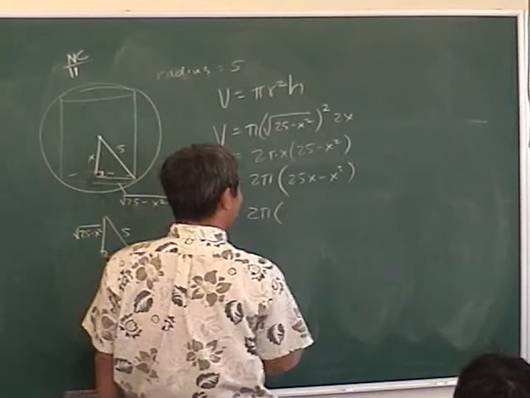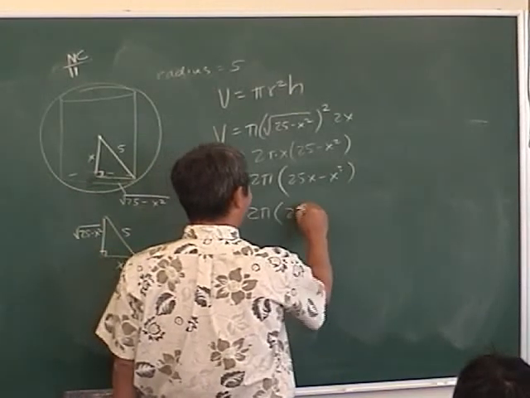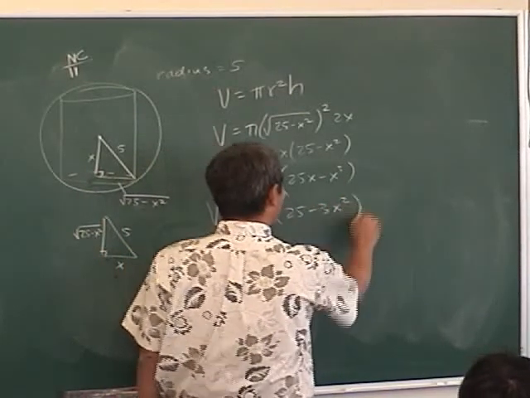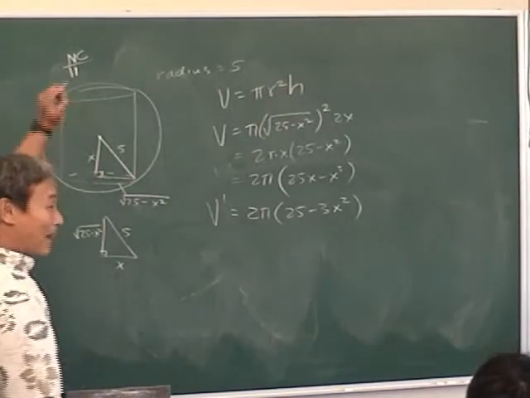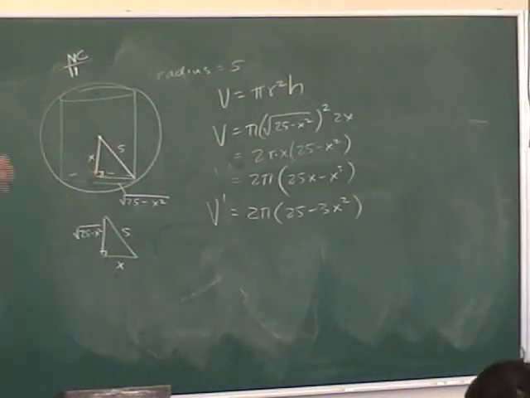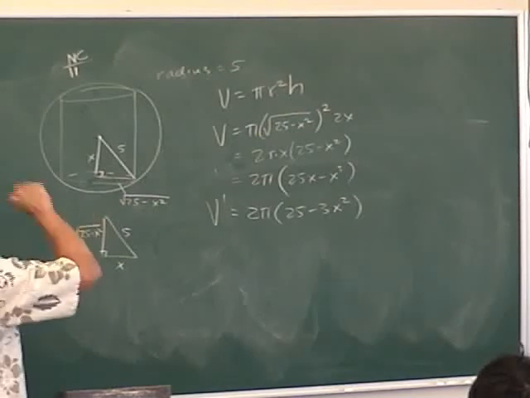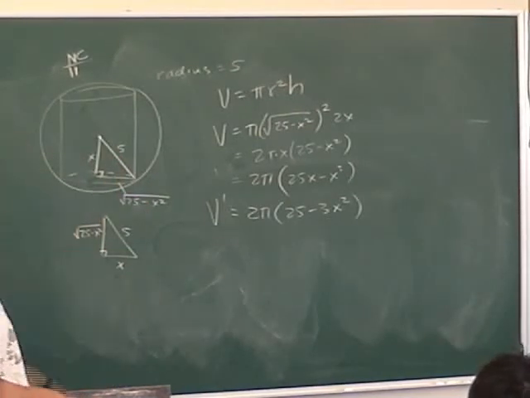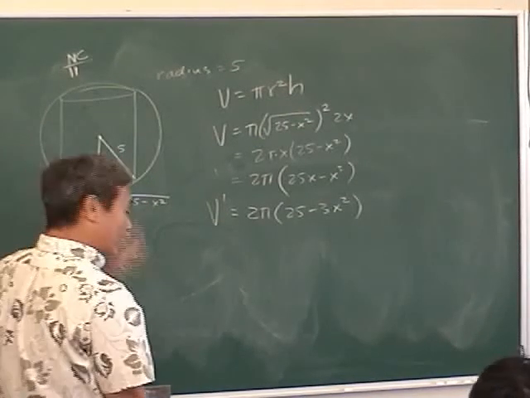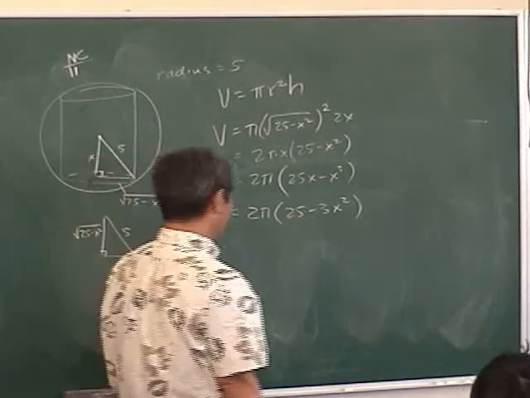What's the derivative of this? 25 minus 3x squared. Who picked 5 as the radius? That was a bad number. Who said that? Because now it's not going to come out nice. See, if you picked like 6 or 3, that would have been nice, but 5 is a bad one. That's okay, we're not going to change it, we're going to leave it.